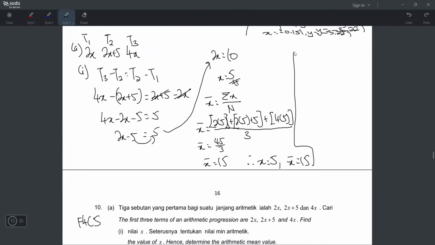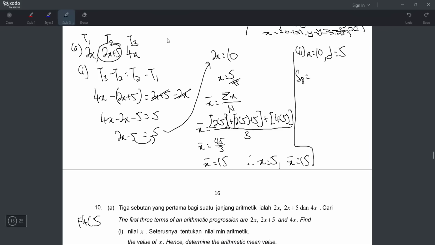But you need your a and d first lah. So what is your a and d? a is 2 times x, which is 2 times 5. So that's your 10. And then what's your d? The difference will be 5. Yeah, remember just now when you take 2x plus 5 minus 2x, you get 5, right? So the d is 5. So now you can find the S8.